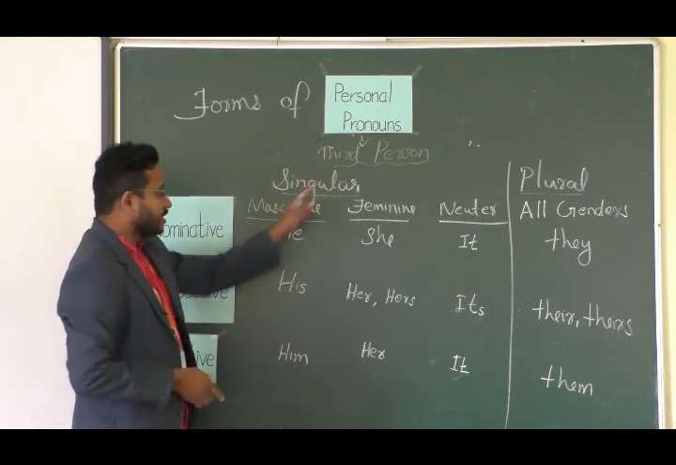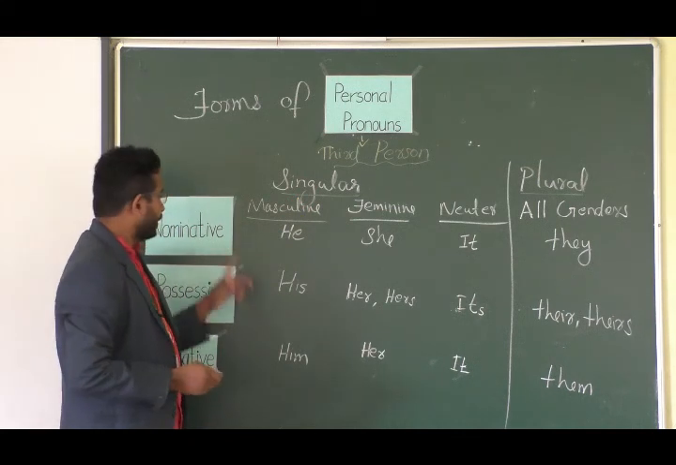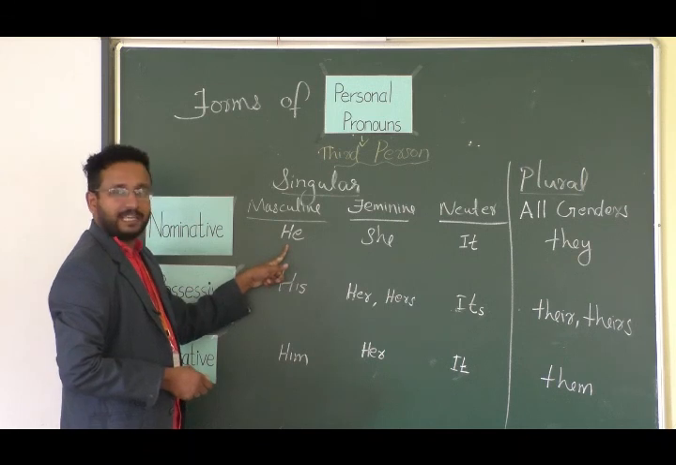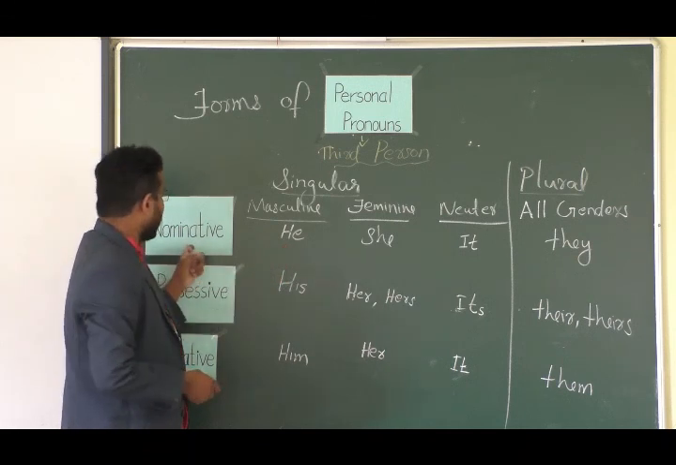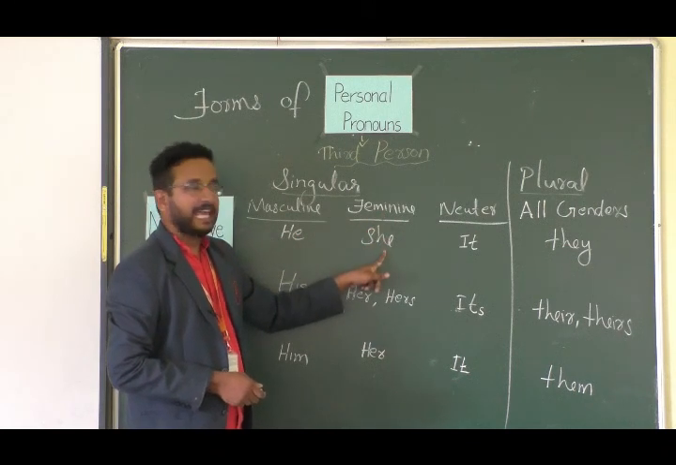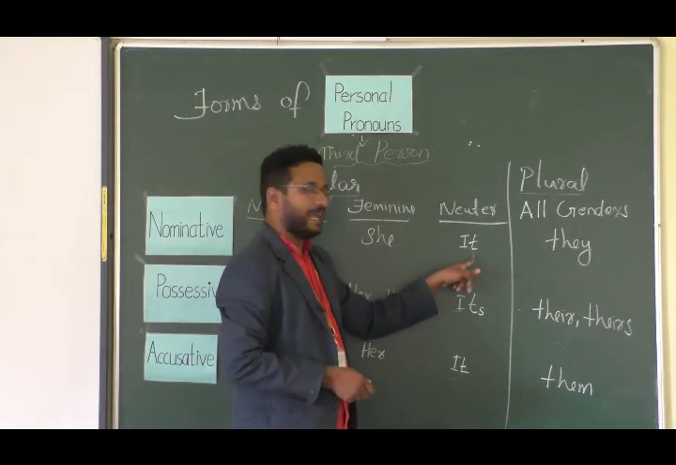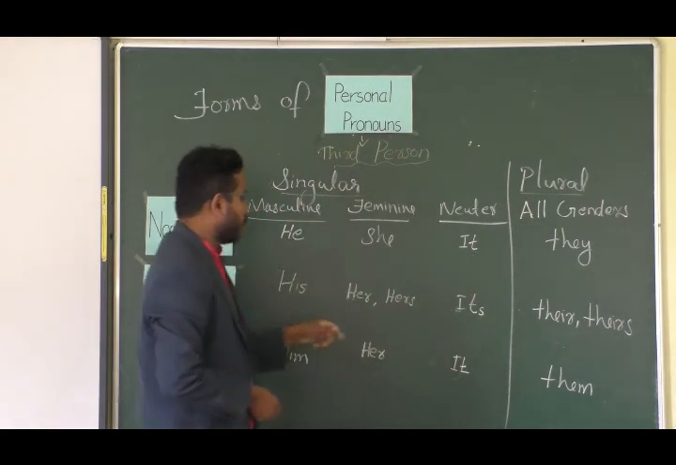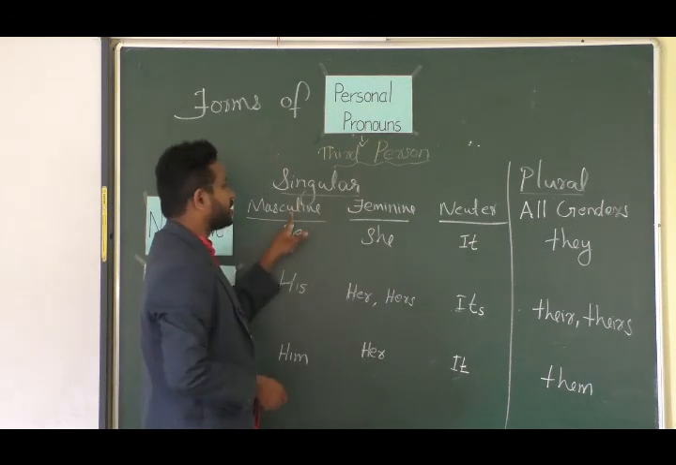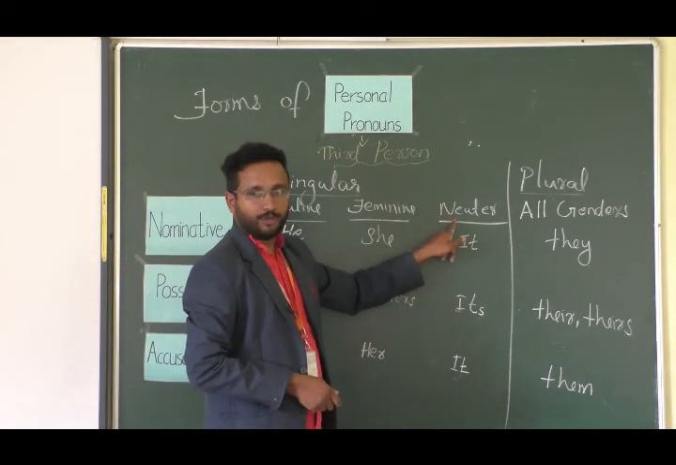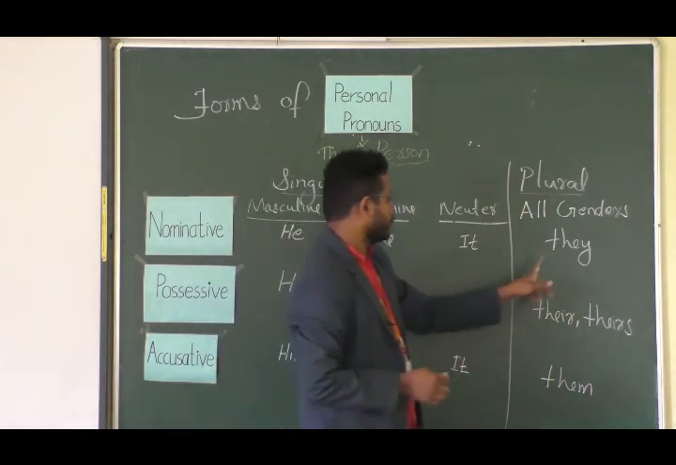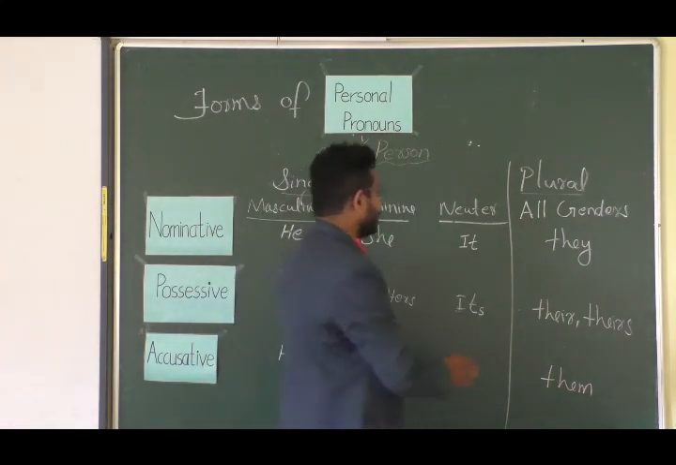Third person singular, masculine, nominative case, it's he, and nominative feminine, it's she, and neuter, it's it. So he, she, it: masculine, feminine, neuter. And for all the forms we use they.